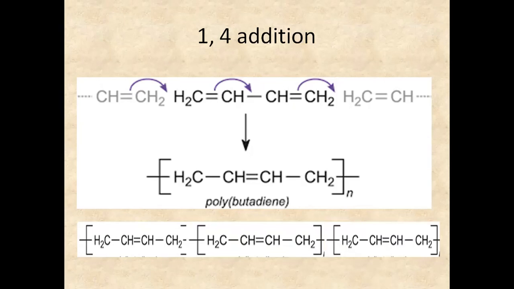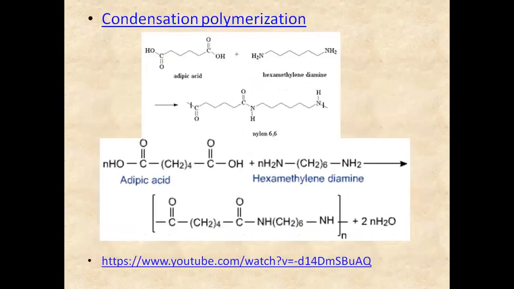These are the two classifications of addition polymerization: 1,2 addition and 1,4 addition. For 1,2 addition, an example is the formation of polyethylene from ethylene. For 1,4 addition, the formation of polybutadiene from butadiene. For condensation, a familiar example is nylon 6,6. When adipic acid and hexamethylene diamine undergo polymerization, we get a polymer known as nylon 6,6. The 6 stands for the number of carbons: hexanedioic acid, that is adipic acid, and hexamethylene diamine. That is another example for condensation polymerization.